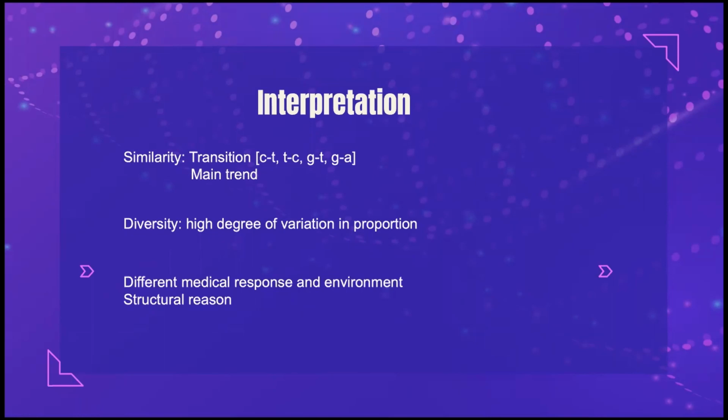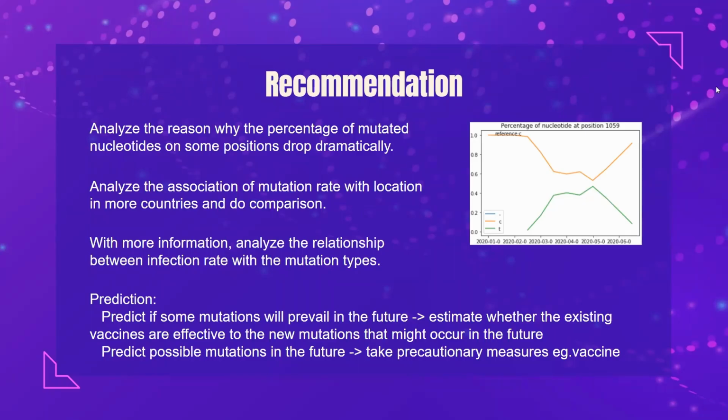According to our analysis results, we have the following recommendations for future research directions. After completing our research, we have made some recommendations. In the process of working on our objectives, we had some problems and raised some questions, which are listed below. In the future, we may further analyze the association between mutation rate and other factors like the location in more countries and infection rate. In addition, we may do some prediction using this project so that it can really help reflect the reality.